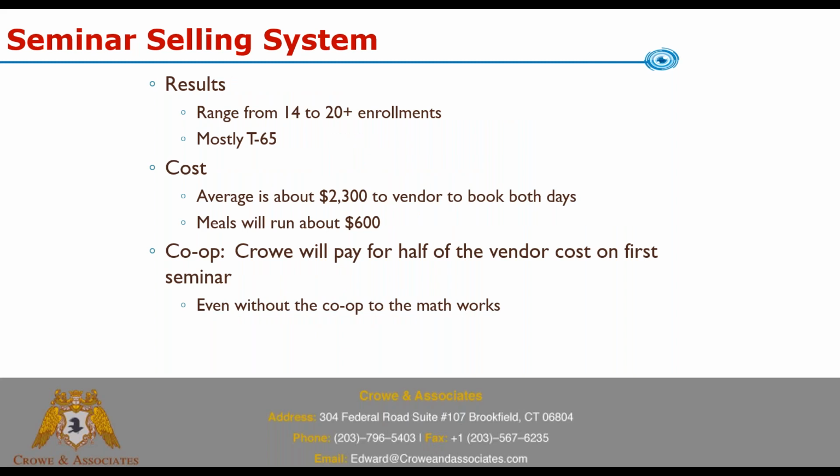So what about results when you do these? Well, it ranges based on location, and it certainly ranges based on the person doing it and the follow-up. I mean, it makes it variable. But in general, what we see is usually 14 to 20 plus enrollments for these. These are mostly T65s when you're doing the T65 seminars. So 14 to 20 plus enrollments.